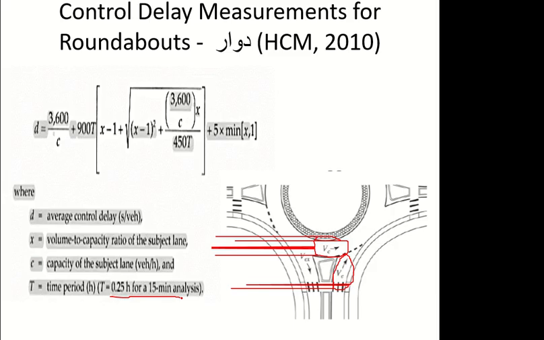Then we have the x value here. You can see x coming up multiple times here. So x is a ratio of V over C. C is the capacity and V is the volume of the lane. So volume you need to count. I already mentioned you have to find these volumes, and C is the capacity which you need to calculate.